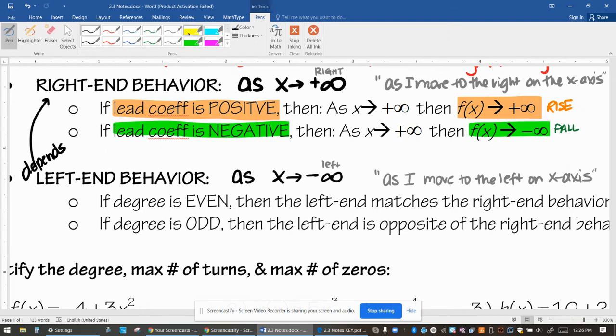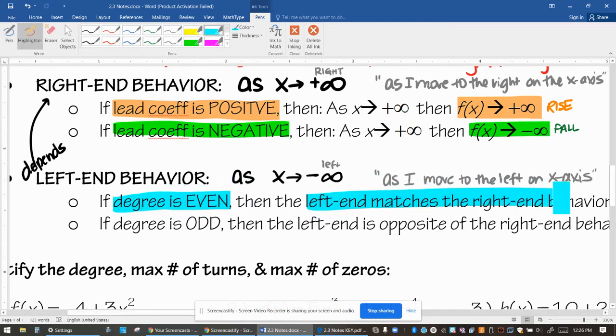How come? Because if your degree is even, then you need to just make sure your left end notation is exactly the same as your right end in terms of what the y values are doing. Think about a parabola, right? This is just an example, a parabola that opens up. The right side has an arrow pointing up, and so does the left. Any function that has an even degree has the same thing happening on the left end and the right end. In this case, the y values are rising because the arrows are both pointing up.